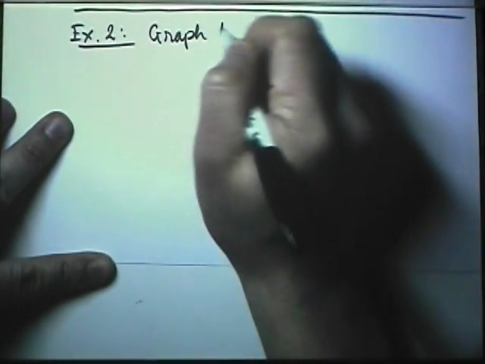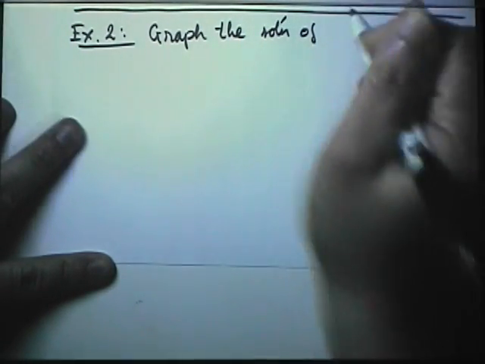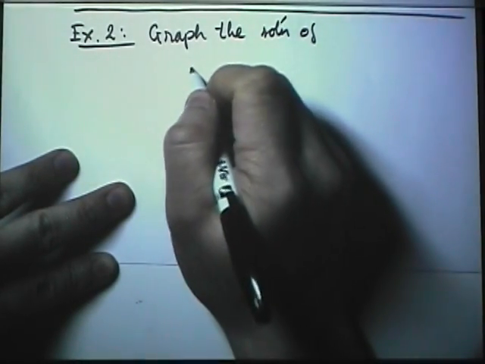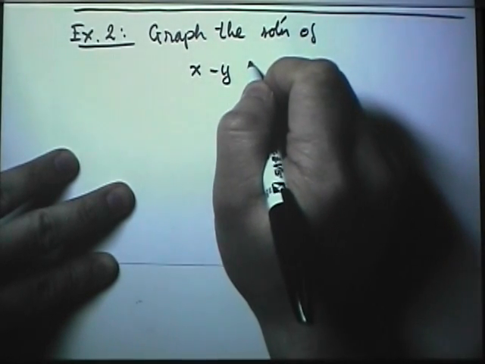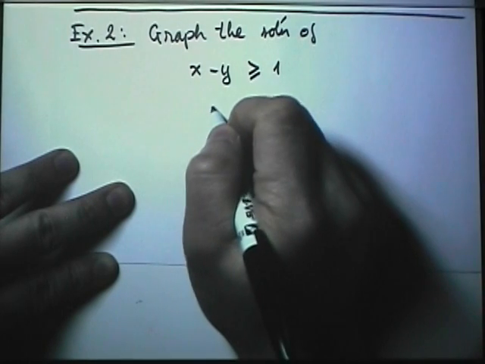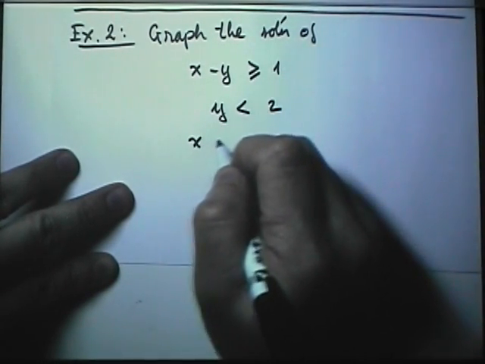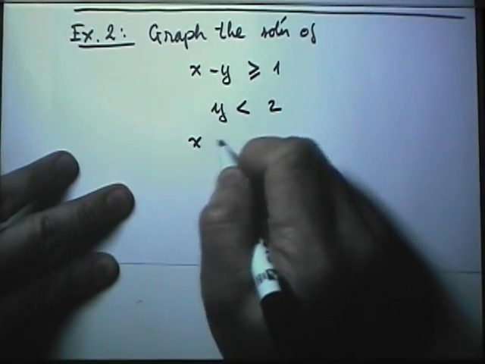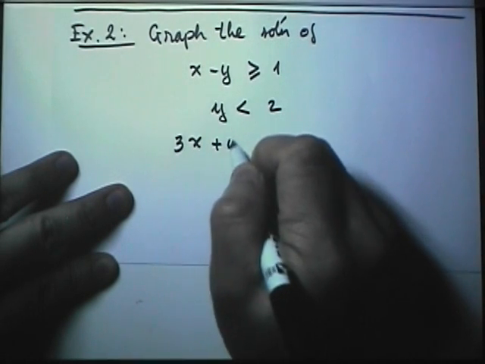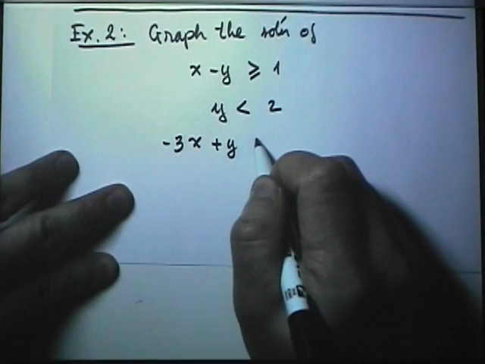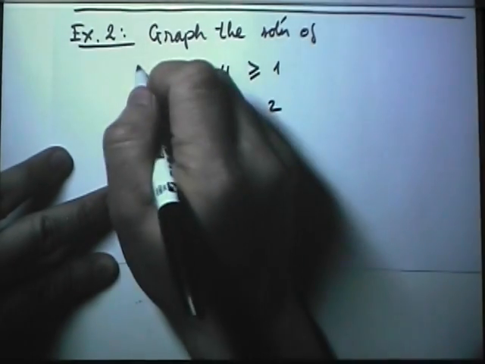So how about we have... so once again I'm going to do example 2. So this time let's just do something a little nicer. I want to graph the solution of, and I want x minus y greater than or equal to 1, and then y is less than 2, and then x plus y, minus 3x plus y, greater than 3. Okay, so I have a system of 3 things.